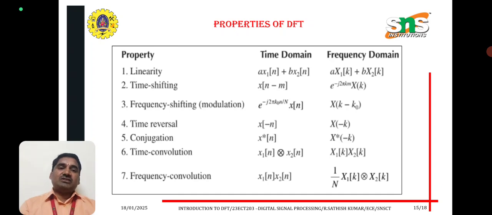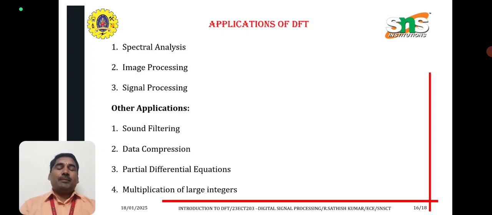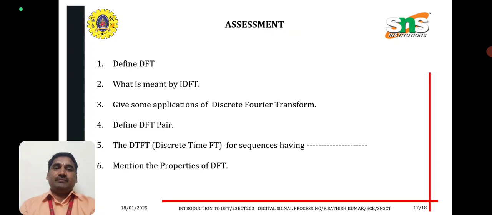Conjugation: x conjugate of n is equal to capital X conjugate of minus k. Time convolution: x1 of n convolved with x2 of n produces X1 of k into X2 of k. Frequency convolution: multiplied by the 1 by N term, X1 of k convolved with X2 of k. Next, these are the applications of DFT: spectral analysis, image processing, signal processing. Other applications such as sound filtering, data compression, partial differential equations, multiplication of large integers, etc.